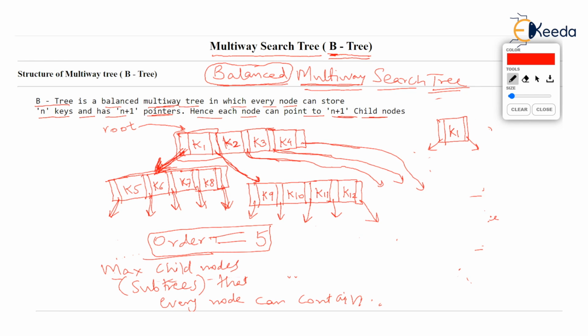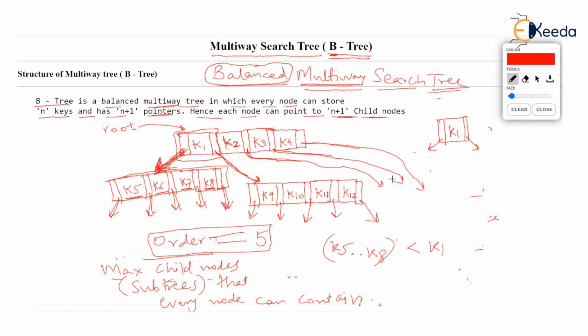Keys stored to the left of K1, K5, K6, K7, K8. The four keys stored to the left of K1 are always less than K1. Just observe, we can put less than or equal to also, but we'll stick to less than here. Imagine that keys are never repeated, so don't imagine about equal to. So K5 to K8, all these keys are always less than K1. So keys which are stored to the left of K1 are less than K1.